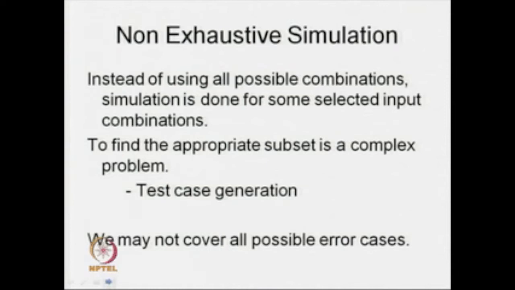Since this is another domain, we are not going to look into these issues here, but I am mentioning that this is another problem, ATPG, automatic test pattern generation. With the help of those techniques, we can find the appropriate subset to test our design. Since we are going for non-exhaustive simulation, what happens? We may not cover all possible error cases. It is quite obvious, because some combinations may not be captured by the test cases that we have given.